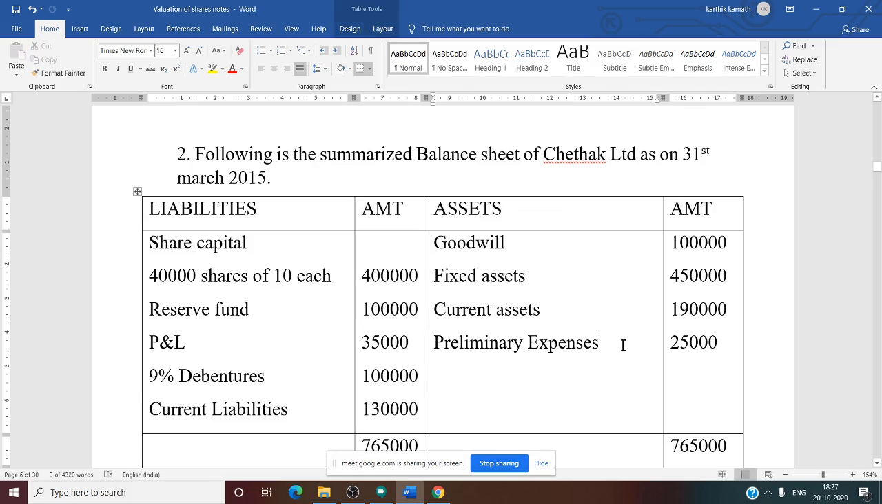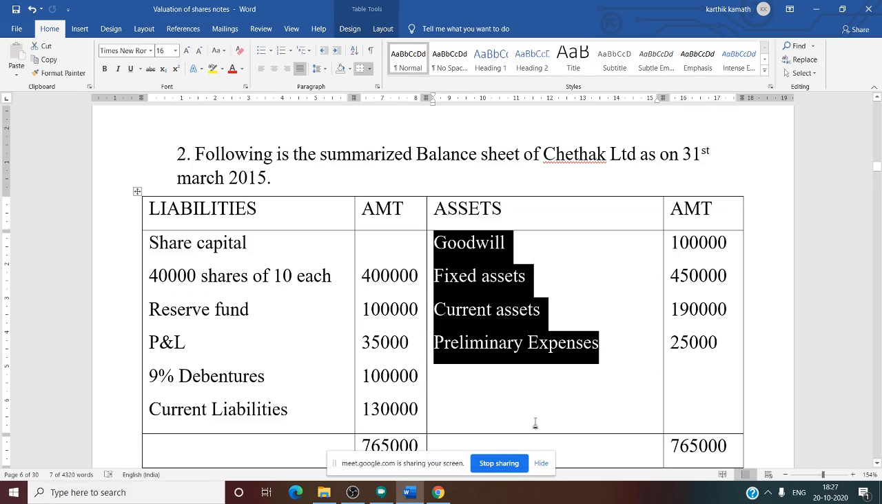On the asset side, again intangible and tangible assets. Under intangible assets, goodwill is given. Fixed assets and current assets are mentioned. Preliminary expenses are fictitious assets, which we should not include. So preliminary expenses do not come under the net asset method. Very clear. Preliminary expenses do not come, and all other things come, including goodwill.